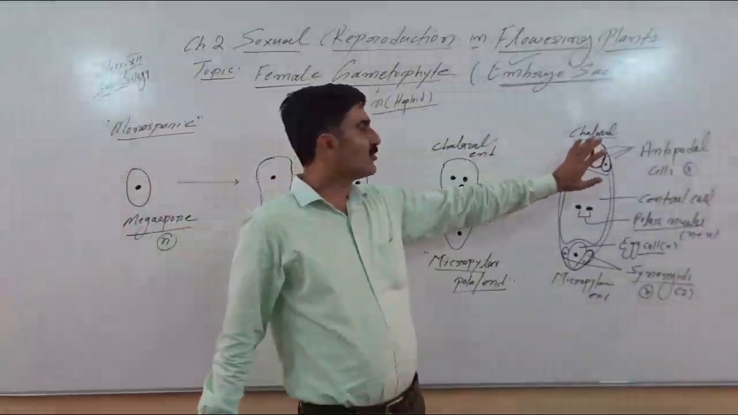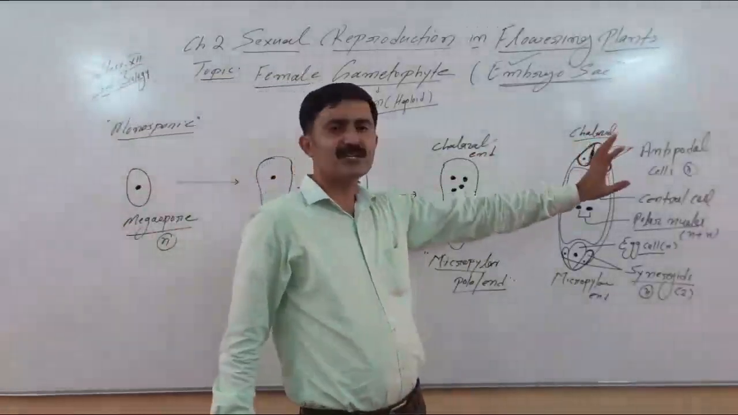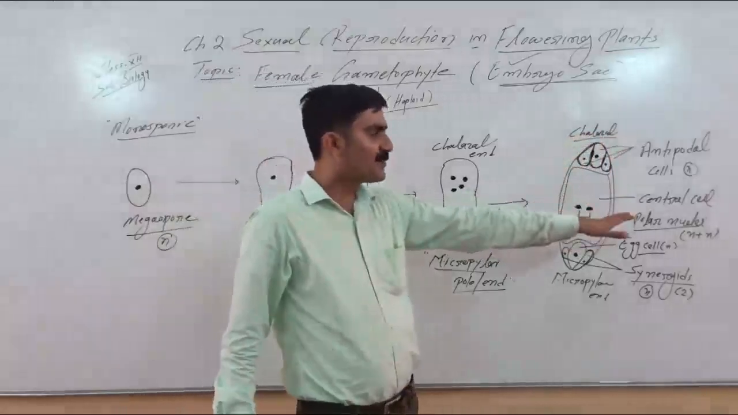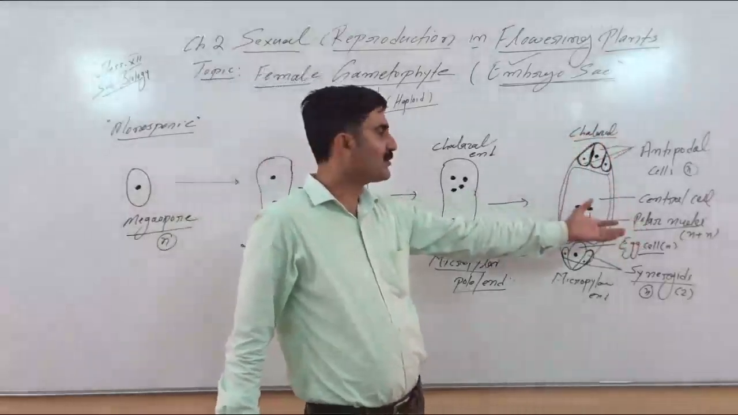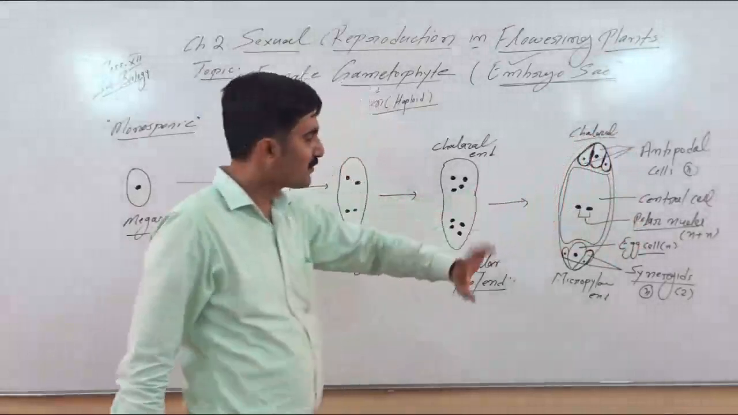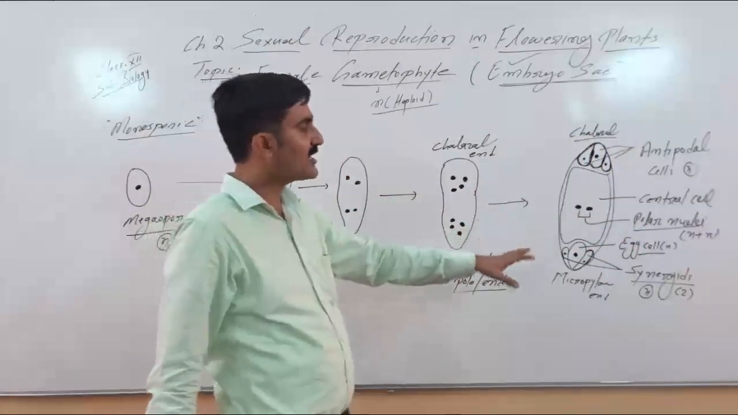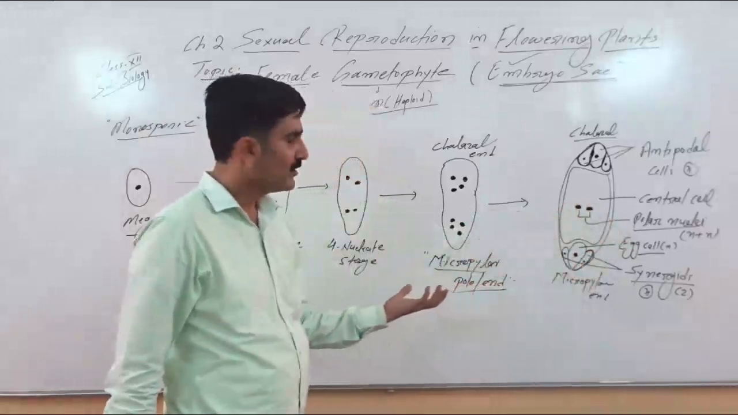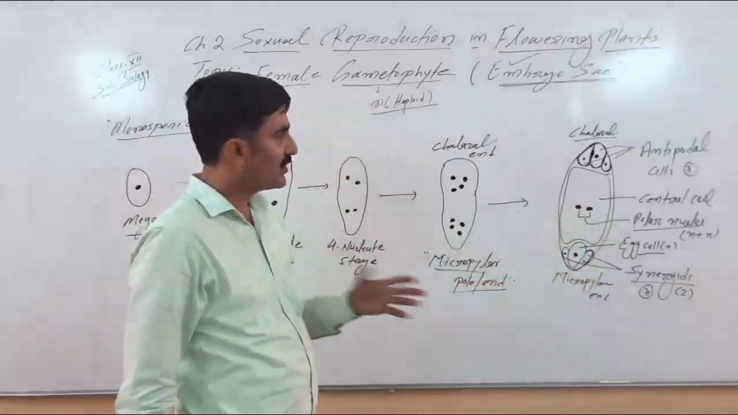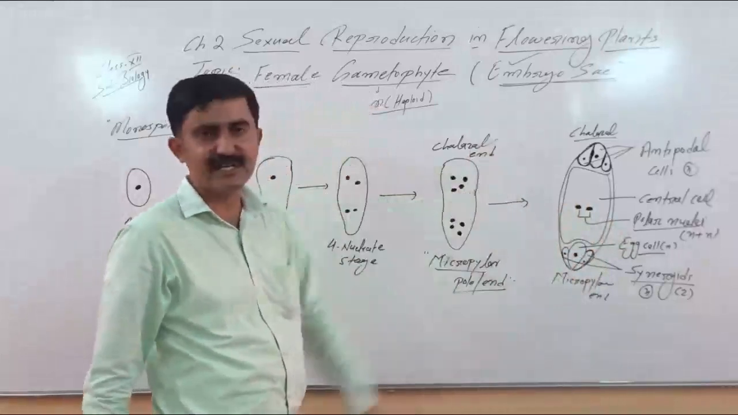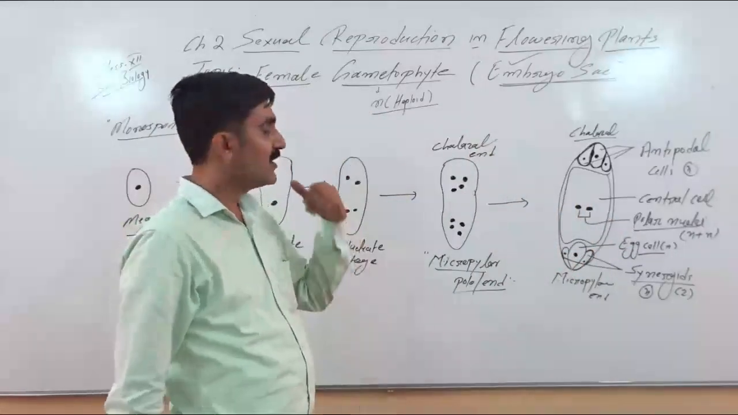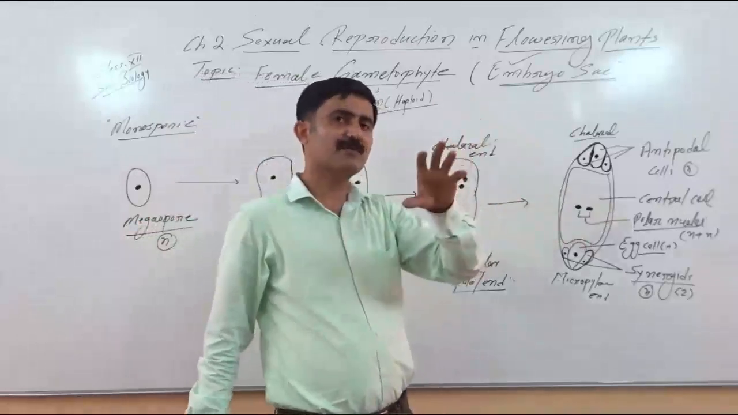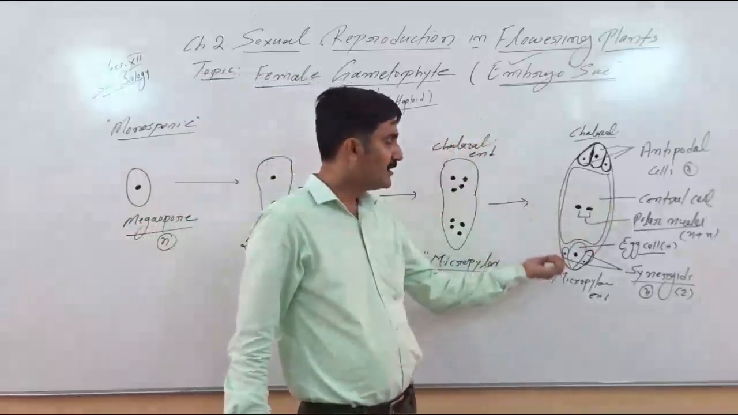Antipodals later on, there is no certain function of antipodals, later on degenerate. Central cell, where the polar nuclei are present, take part in triple fusion, development of endosperm. And the most important cell, which is egg cell, fuse with the male gamete to make the zygote, and then develop into the embryo. Here development of embryo takes place inside it, that's why it is known as the embryo sac. This polar nuclei, central cell, develop into endosperm tissue which provide nourishment.